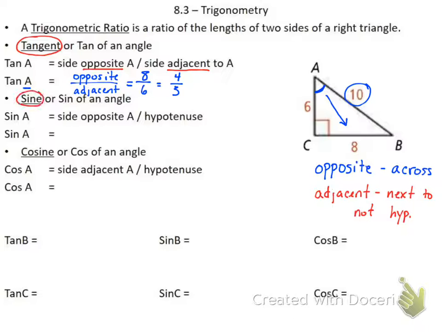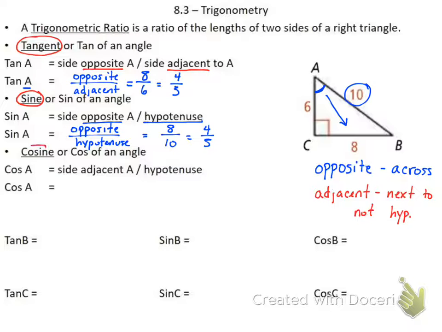Sine is the next one. Sine is opposite over my hypotenuse. So when I write this, I'm going to go opposite over hypotenuse. Again, starting at angle A, the side that's opposite of angle A is going to be 8, and my hypotenuse is 10. So that reduces down to 4/5.